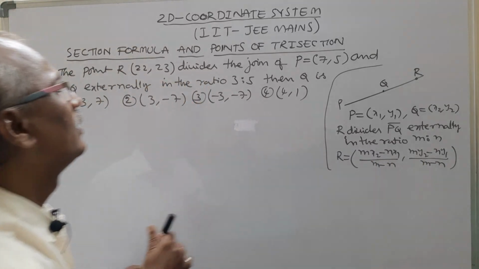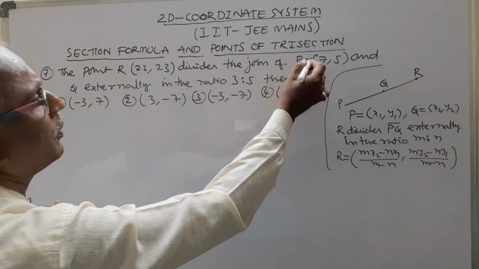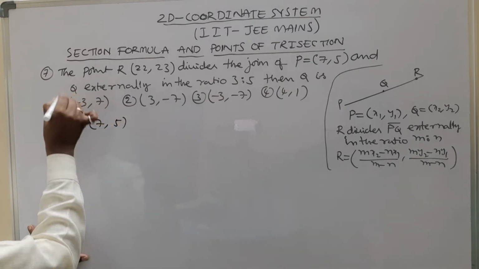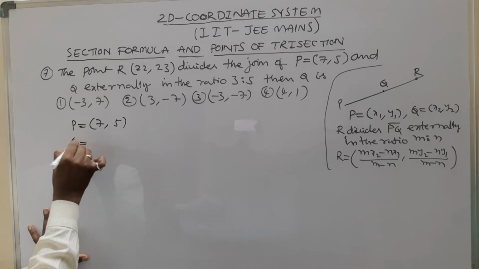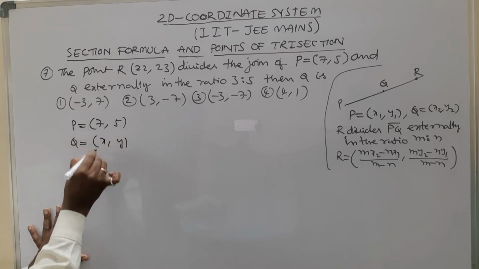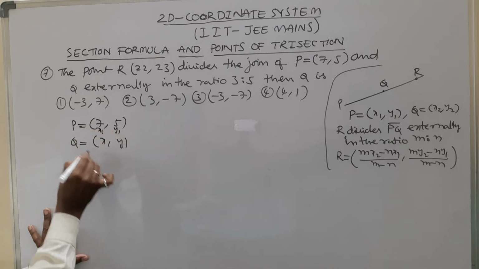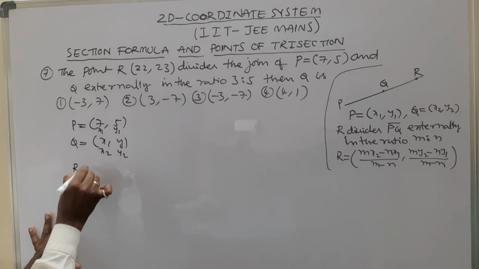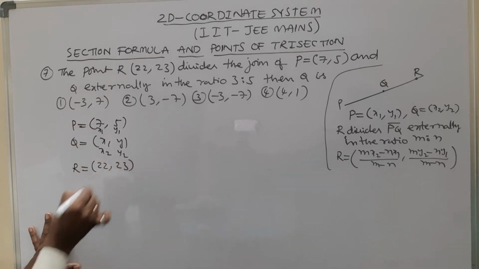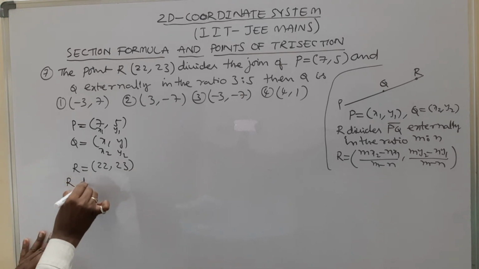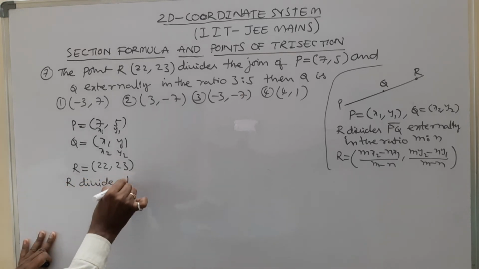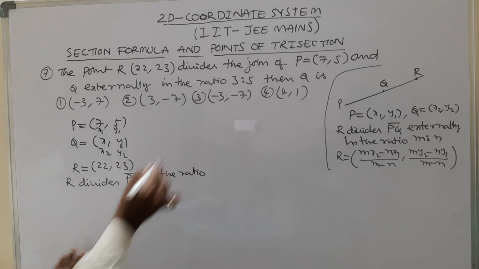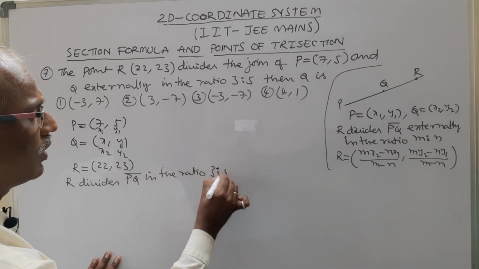Here one end of the line segment is given, P equal to 7 comma 5. The other end's coordinates are not given. This is Q equal to x comma y. To find Q's coordinates, P is (x1, y1) and Q is (x2, y2). Here the dividing point is given, R equal to 22 comma 23. In this question, R divides PQ in the ratio 3:5 externally.